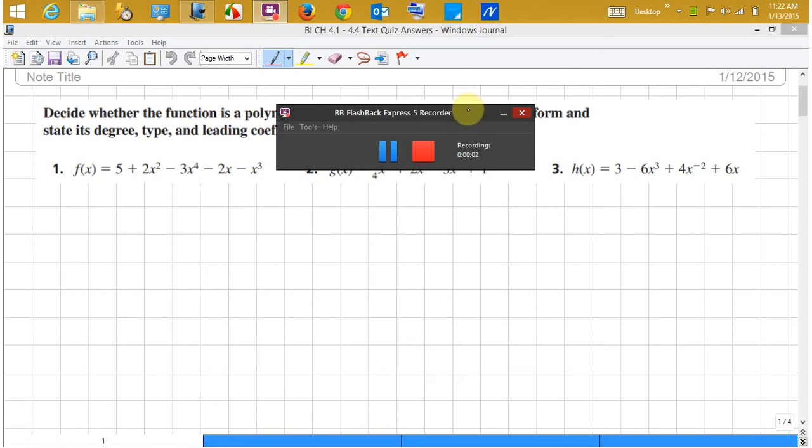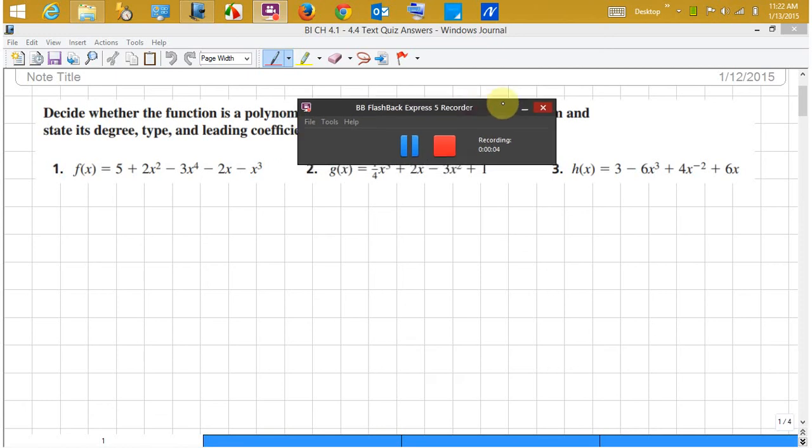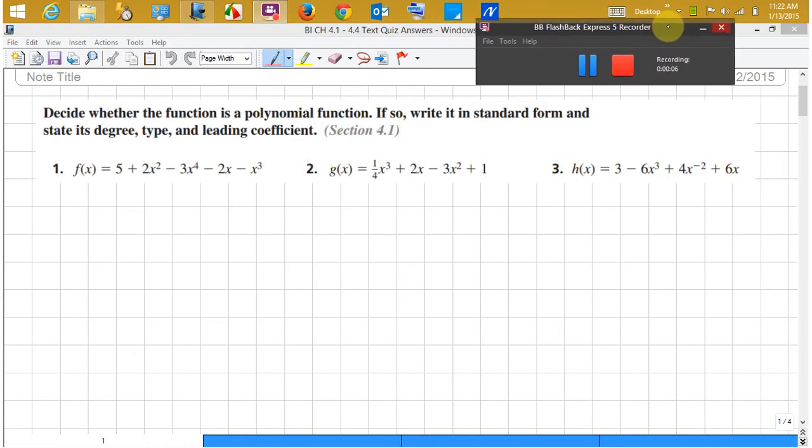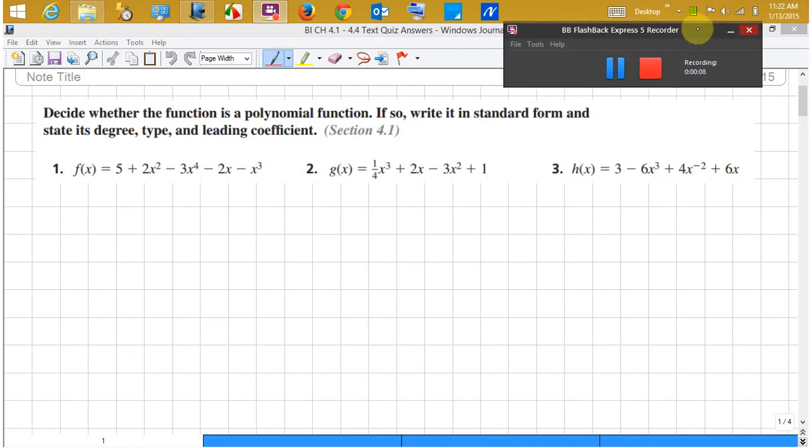I'm going to work out the take-home quiz. It's the quiz that's in the book over at section 4.1 to 4.4. So let's start. The first three questions are telling us that we need to evaluate whether this is a polynomial function. If it is, then we need to write it in standard form, state its degree, type, and leading coefficient. So for the first one, what I'm going to do is look at the leading coefficients.